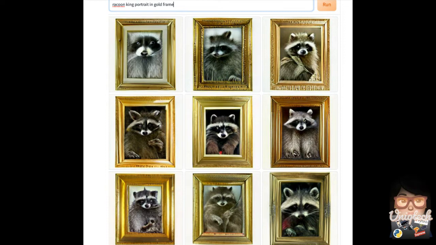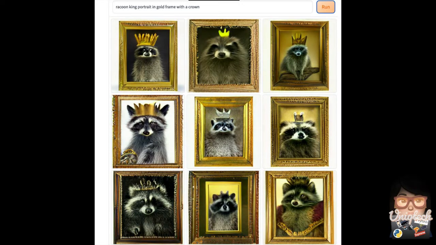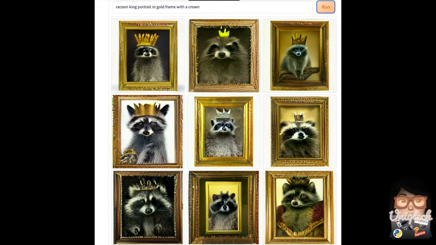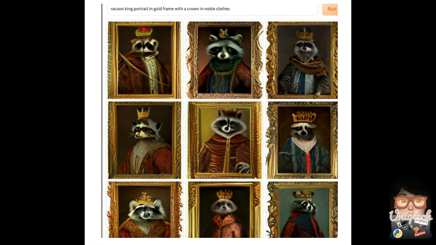So I fancied it up a little bit. I said Raccoon King portrait in gold frame with a crown. Yes, it is starting to look really good. And the bottom image inspired me to input the final words I chose, which is Raccoon King portrait in gold frame with a crown in noble clothes. And I must say, I am not at all disappointed by the result.